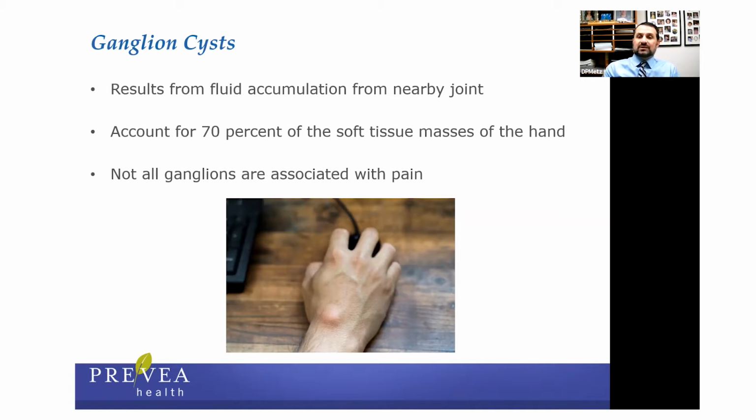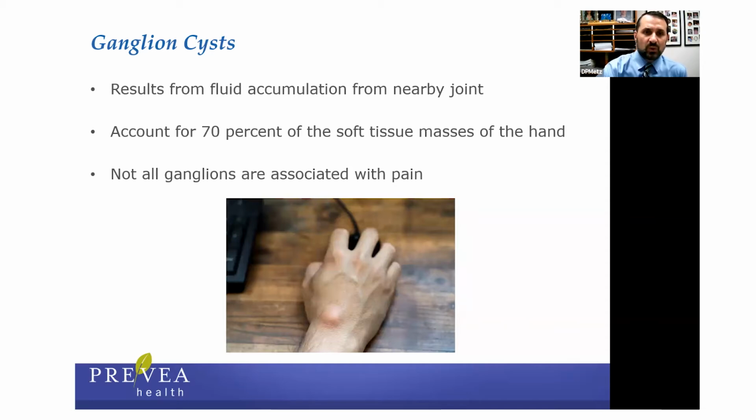Not all ganglion cysts hurt. I remember years ago having a guy with a huge cyst over the back of his hand. It was gigantic. I asked him, so obviously that must hurt you a lot. And he goes, nope, it doesn't hurt me at all. I'm like, so why are you here? And he goes, my wife doesn't like the way it looks.